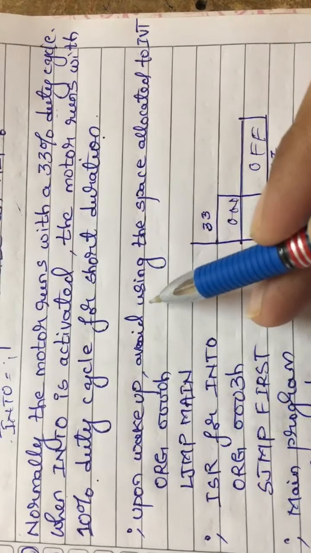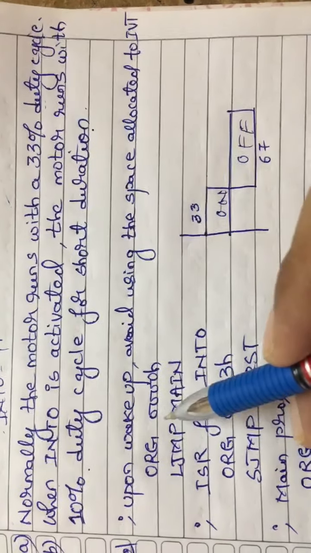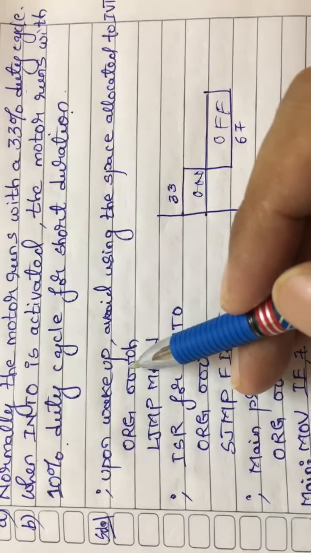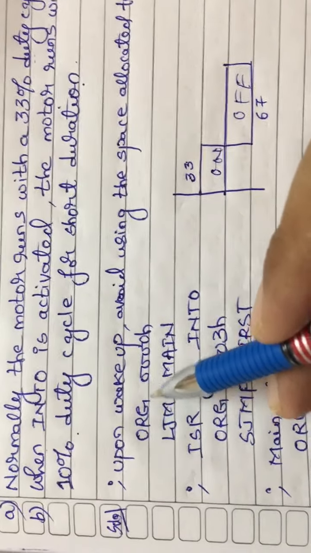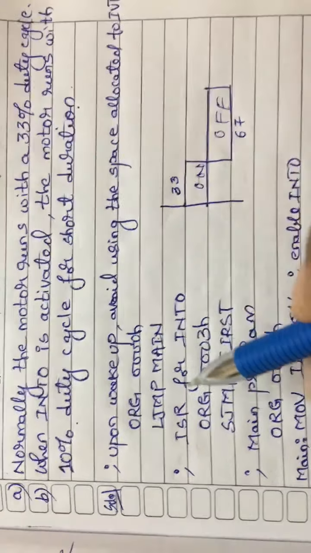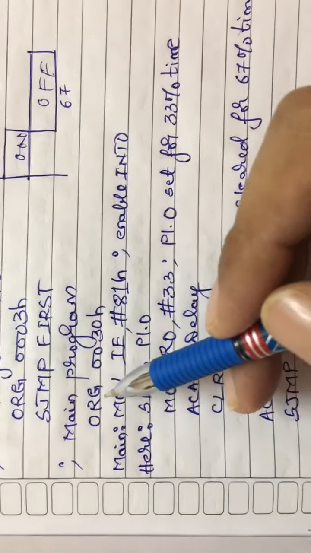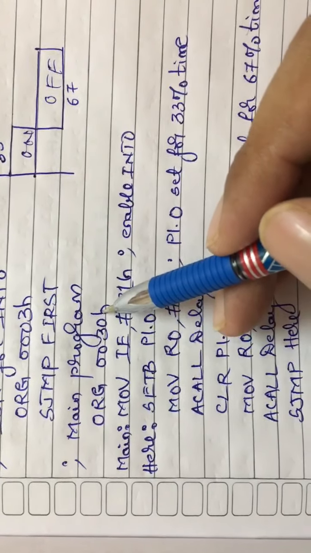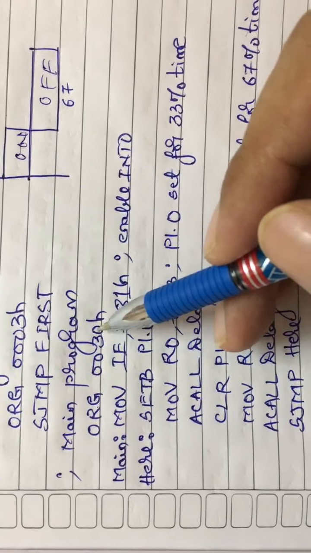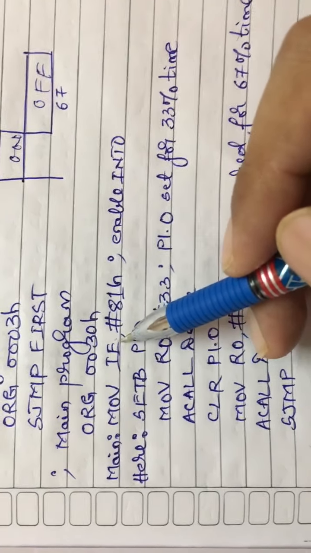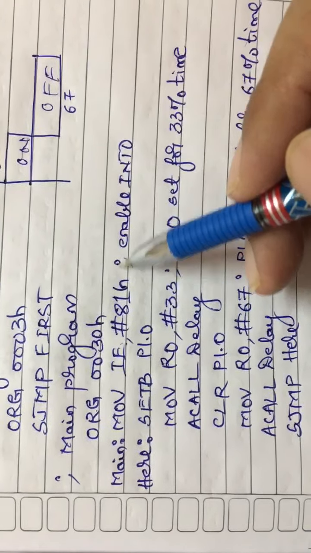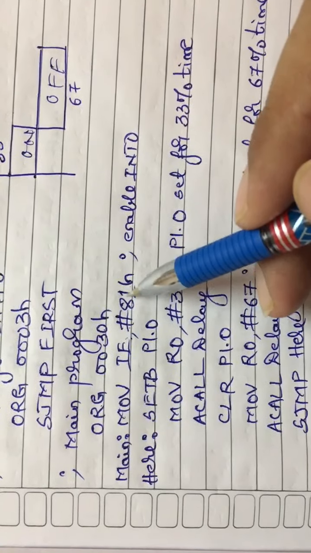Upon wake up, avoid using the space allocated to the IVT, as we have seen while dealing with interrupts. You go through that interrupt programming once again so that it will be clear. ORG 0000H, ljump main. So here I have written the main program at ORG 0030, because in an interrupt we have to start with 0030, which is the space after the IVT. Next, here we are using pin 3.2, that is INT0. Put that value in the IE register, you will get 81.